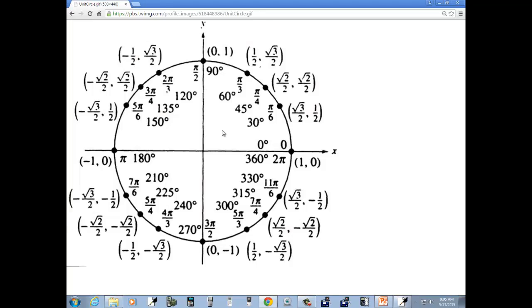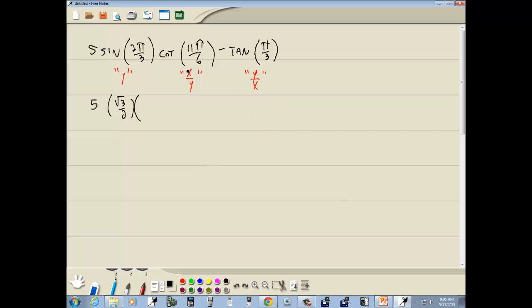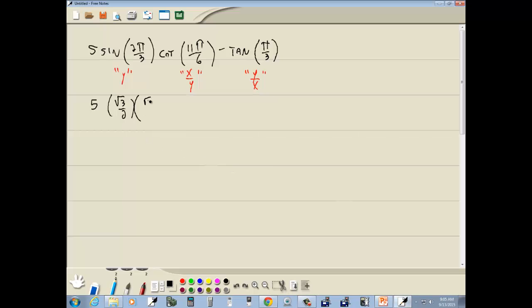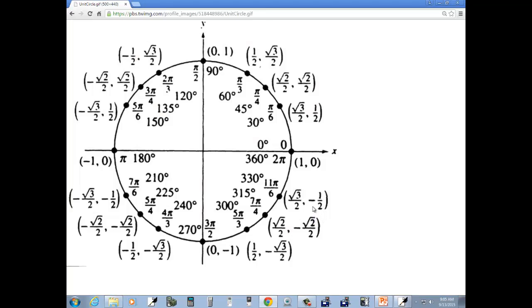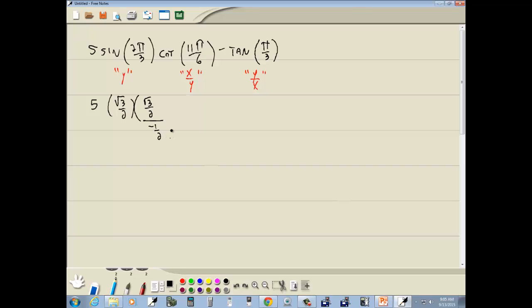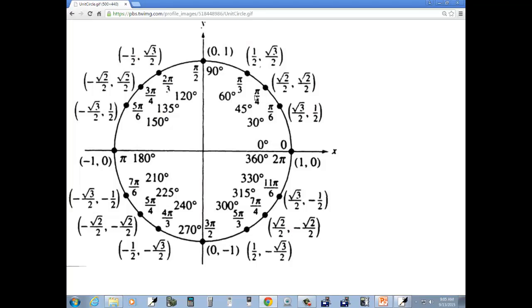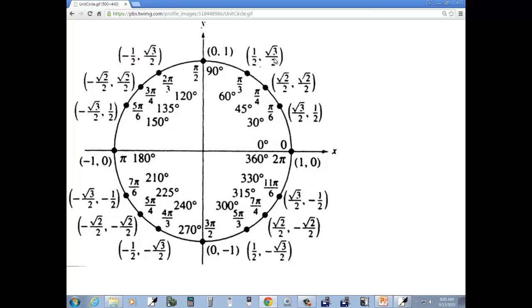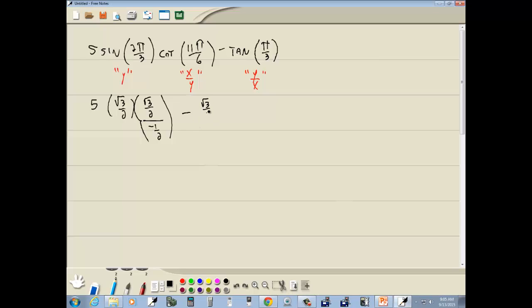11 pi over 6. Just scan through. Here's 11 pi over 6. Here's our point. And we said cotangent is x over y. Well, the x is square root of 3 over 2 over y, which is negative 1/2. Minus tangent of pi over 3. Well, here's pi over 3, and this is our point we're working with. Tangent is equal to y over x, so we've got square root of 3 over 2 over 1/2.